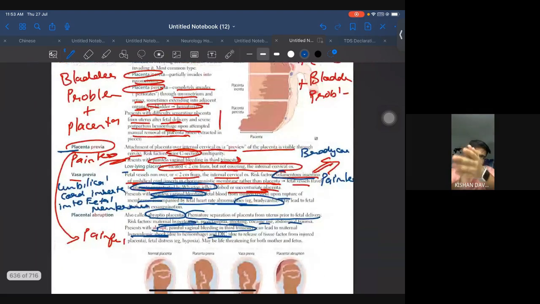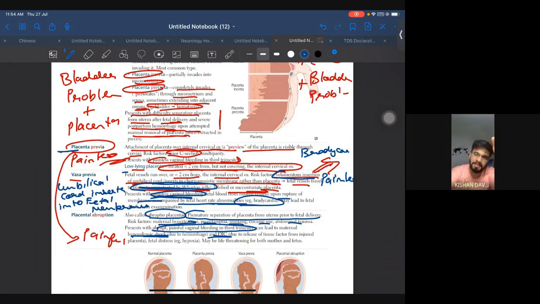Coming to placenta previa, the question will say placenta is visible on the internal cervical os. 99% they will give this. Okay, it is a painless bleeding. Painless bleeding in third trimester. Comparing it with placental abruption, it is a painful bleeding in third trimester, and it is the case where premature separation occurs. Premature separation is very important. And the next thing is that here it can lead to DIC and hypovolemic shock.